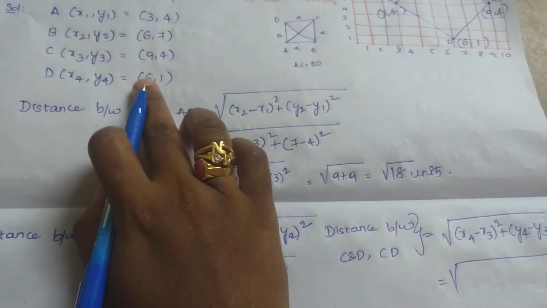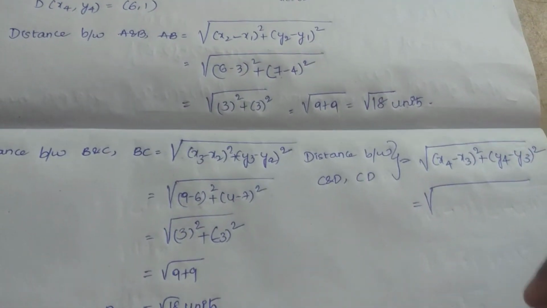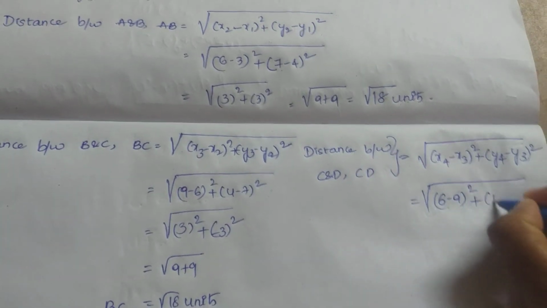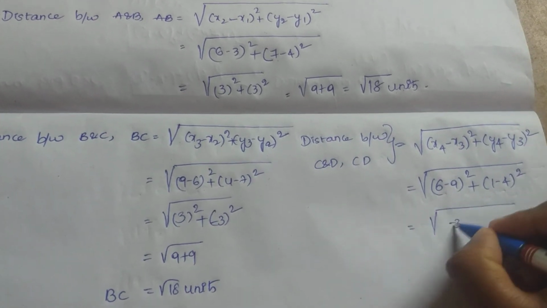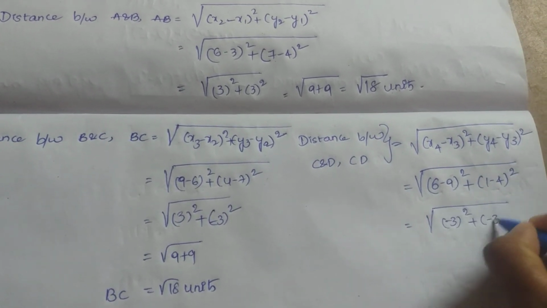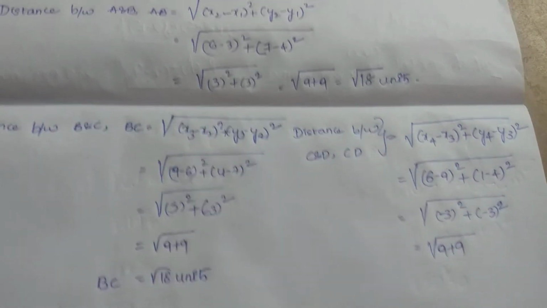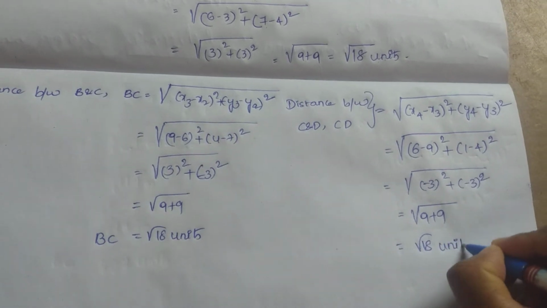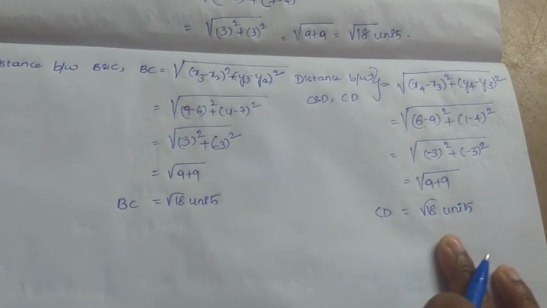So what are the points of x4? x4 means 6 minus 9 whole square plus 1 minus 4 whole square. Clear? Same apply here. So 6 minus 9 whole square plus 1 minus 4 whole square. What do we get here? We get minus 3 square plus again minus 3 square. We'll get square root of 9 plus 9. So that is square root of 18 units. Here CD equals square root of 18 units.